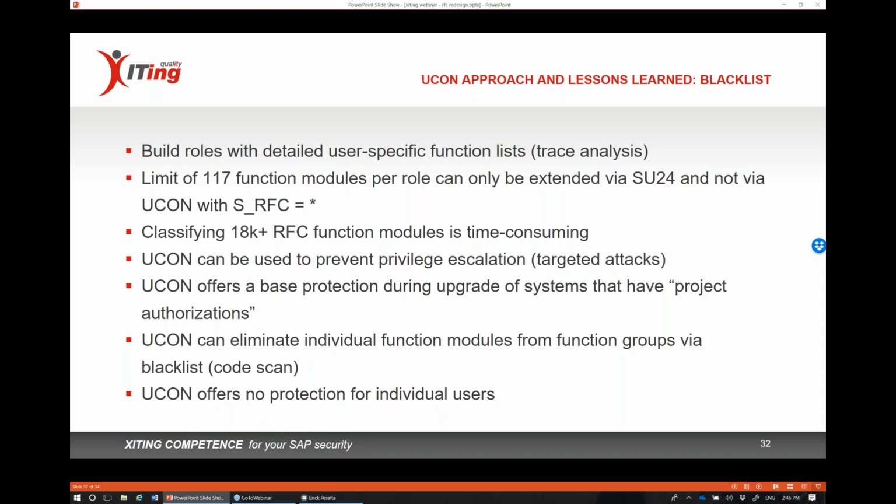When we use UCON, we have to classify all those RFC function modules, and there are 18,000 or even more now that are available in an SAP ERP ECC system. We have to blacklist those, because it's either the door is open or the door is closed. By default, everything is open, and then authorization protects whatever a user can use. And with UCON, you have to classify all those 18,000 RFC function modules, and then whatever you want to close, you have to blacklist. And only what is whitelisted can be used.